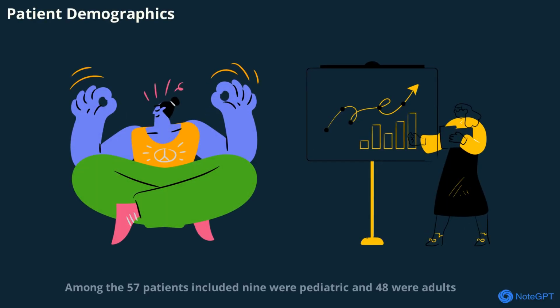Among the 57 patients included, 9 were pediatric and 48 were adults. The pediatric group consisted of 6 boys and 3 girls, with an average age of 10.3 years. Adults had a mean age of 43 years with a higher proportion of men. Sciatic neuropathy was more often left-sided in both groups, and only one adult had bilateral involvement. These demographic details help contextualize the findings and highlight the broad age range affected by sciatic neuropathy.